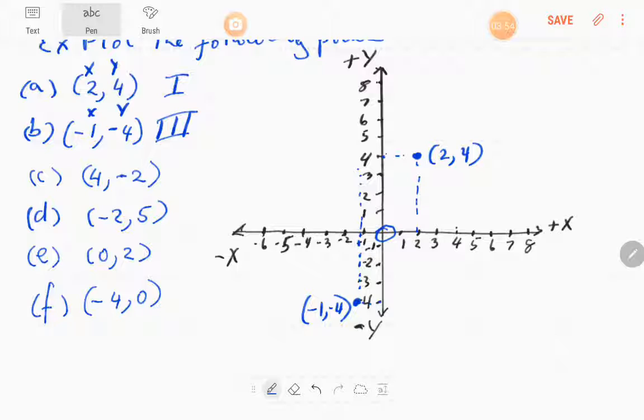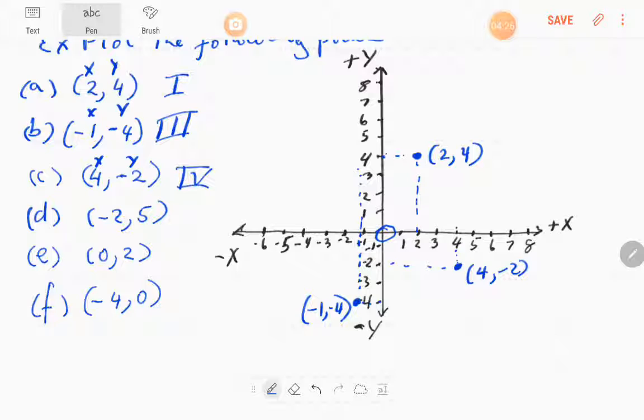Now the point +4, -2. So x is 4, y is -2. So we come to positive x, and we come down to y equal -2. The 2 points would intersect here. So 4, -2. And this is in the fourth quadrant.